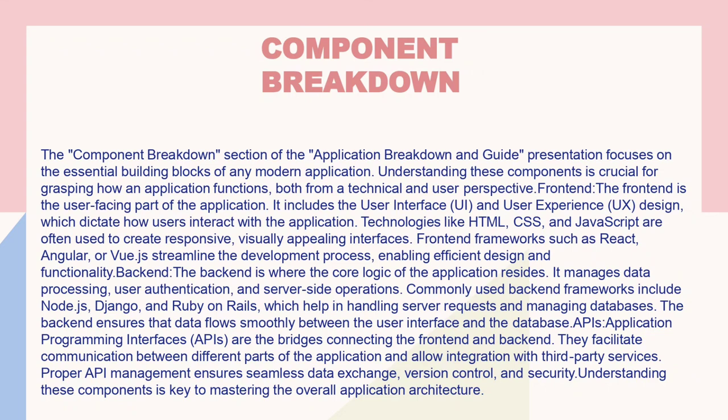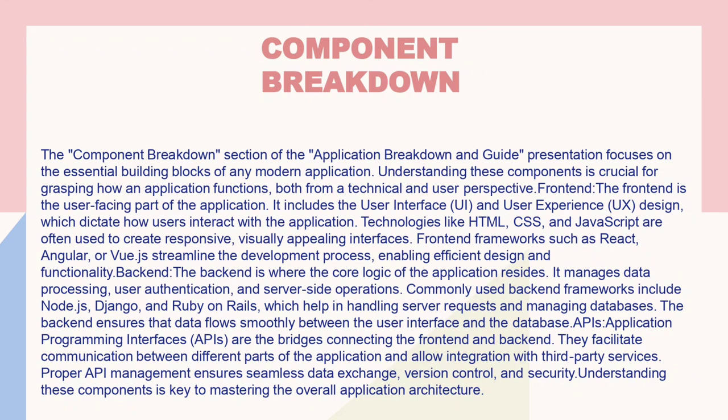The back-end is where the core logic of the application resides. It manages data processing, user authentication, and server-side operations. Commonly used back-end frameworks include Node.js, Django, and Ruby on Rails, which help in handling server requests and managing databases. The back end ensures that data flows smoothly between the user interface and the database.